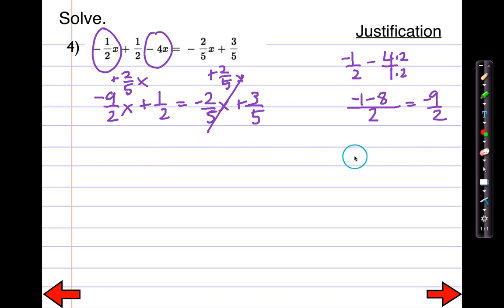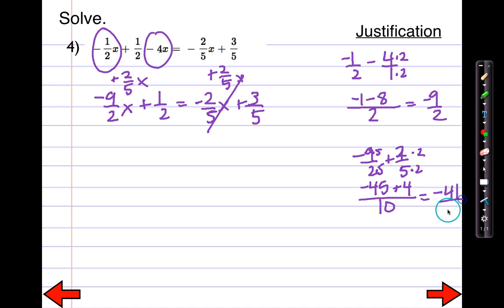Now let's do some side work. Negative 9/2 plus 2/5. 10 is going to be my lowest common multiple. We're going to multiply by 5 here, so that leaves us negative 45. Here we're going to have to multiply by 2, leaving me with plus 4. Now be very careful, don't add those. We're going to find the difference, leaving us with negative 41 tenths. So now we have negative 41 tenths x plus 1/2 equals 3/5.